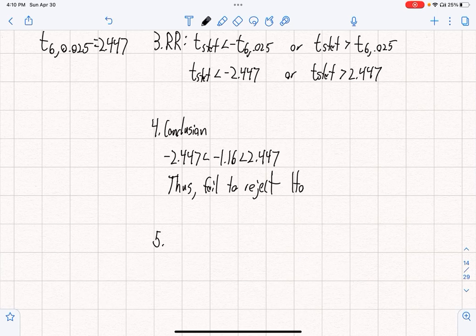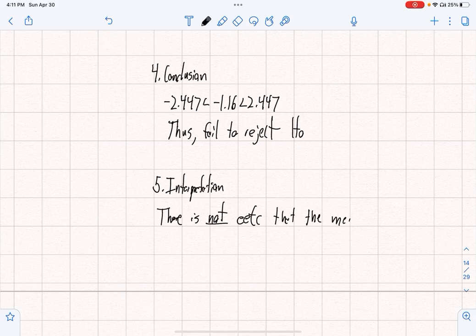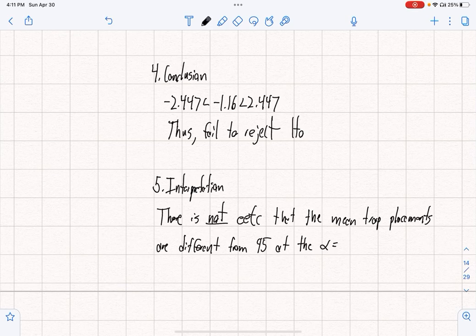Okay, so now let's interpret this, which is: there is not enough evidence to conclude that the mean trap placements are different from 95 at the alpha equals 0.05 level of significance.